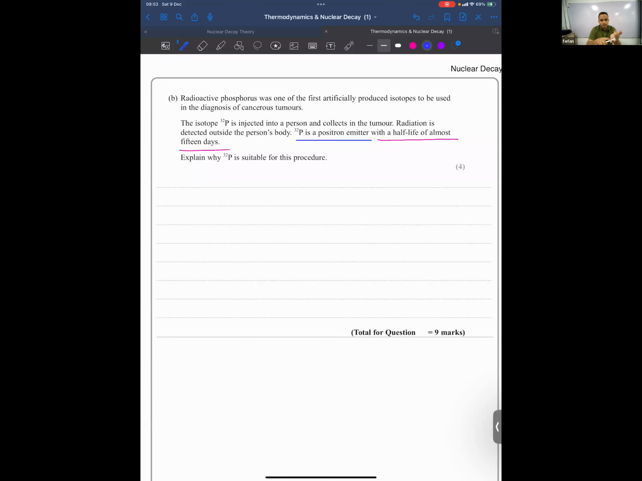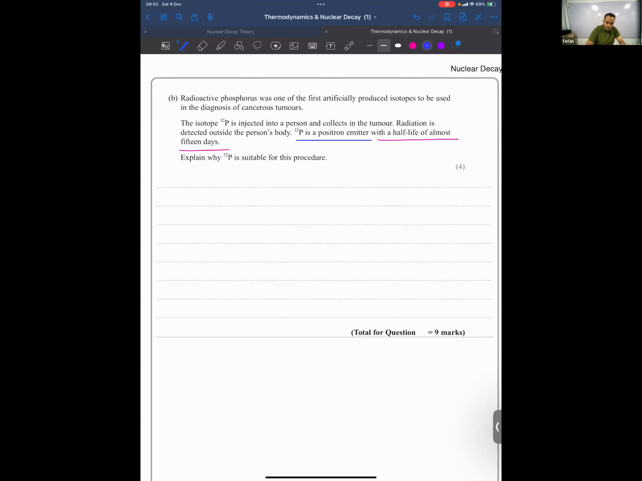That has to be mentioned. The other one is, talking about the half-life, it has a half-life of 15 days, which is not too less, and it gives sufficient time for you to do the treatment. And the other thing is, it is not too long. It won't stay in the body for years, and it doesn't create unnecessary dosage of radiation. So you can write about it, it's a 4-marker, right?